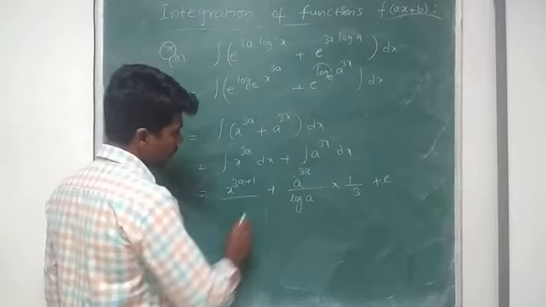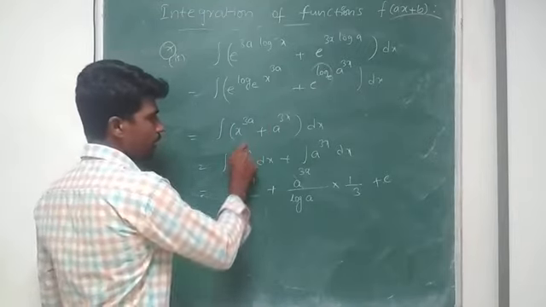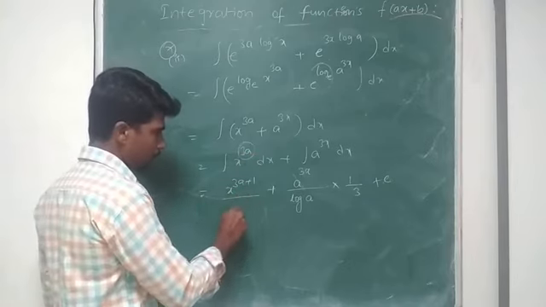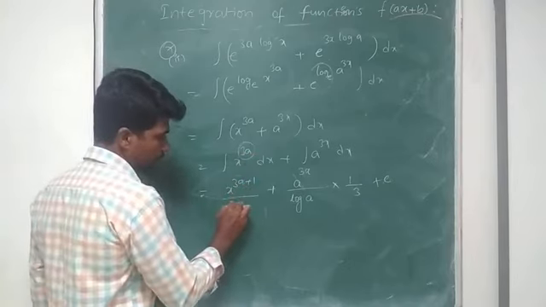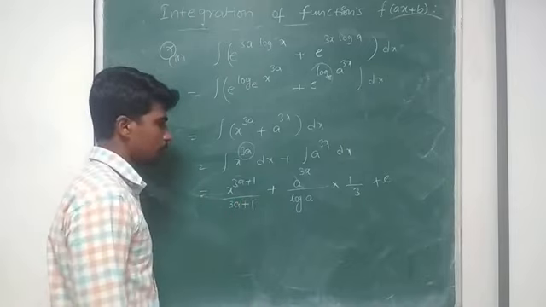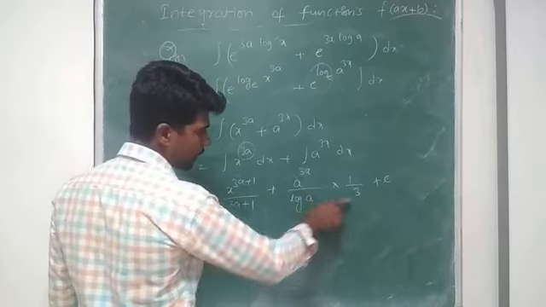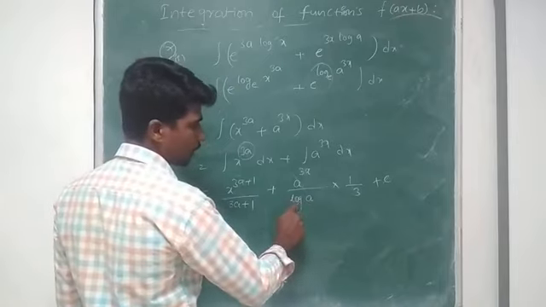See, integration of x to the power of n is x to the power of n plus 1 by n plus 1. In place of n we have 3a, no? So we get in denominator 3a plus 1. This is our answer. Actually, if you want to simplify, you get it as 3 log a, nothing but log a cube.